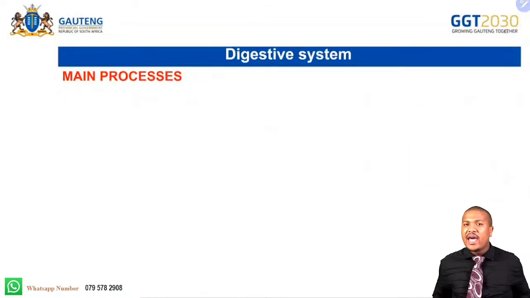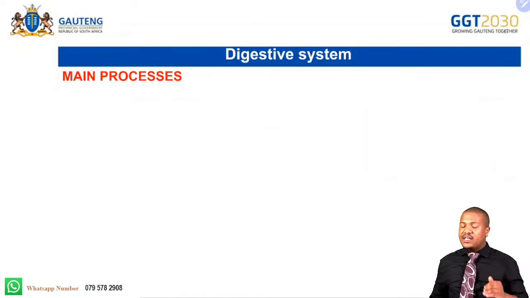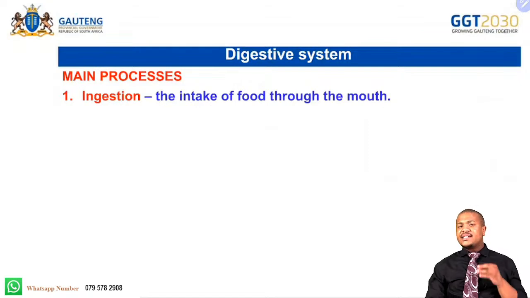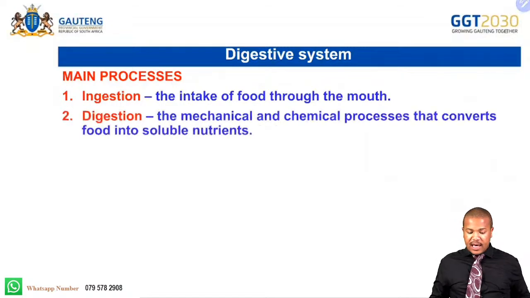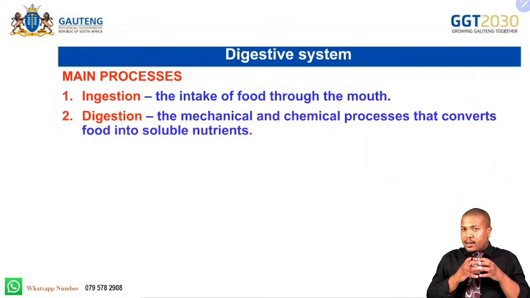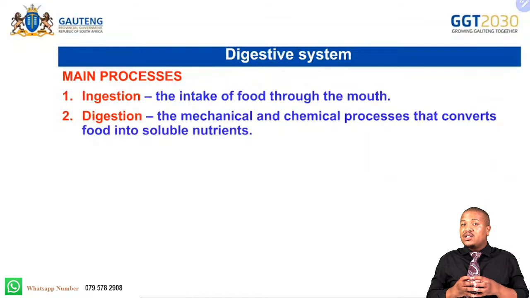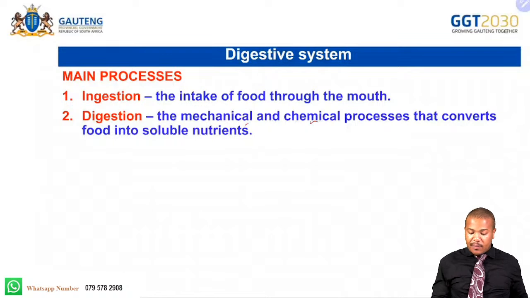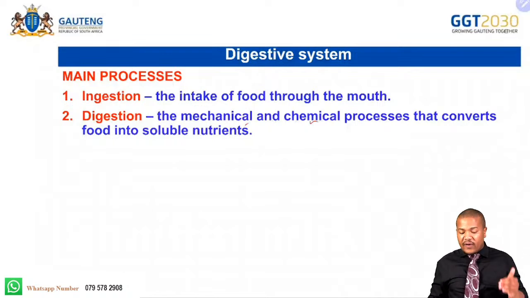So in the following slide, we are explaining these steps, or the phases, as I said in the previous slide. Ingestion is when you take in food into your mouth. It is the intake of food through the mouth. That's when you are ingesting. Secondly, digestion. Digestion is the breaking down of food into smaller particles, but it happens in two types: the mechanical and the chemical process, which converts food into soluble nutrients.